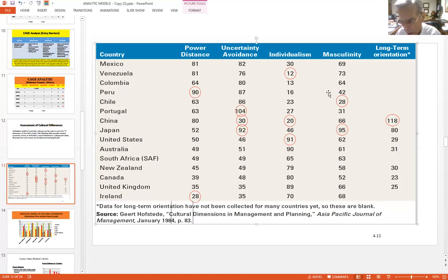If masculinity is really strong, then there's a tendency to gain, to acquire things, and to acquire companies, and to dominate, to set the rules. On the other hand, if masculinity's score is very low here in Chile, then the femininity score would be rather high.